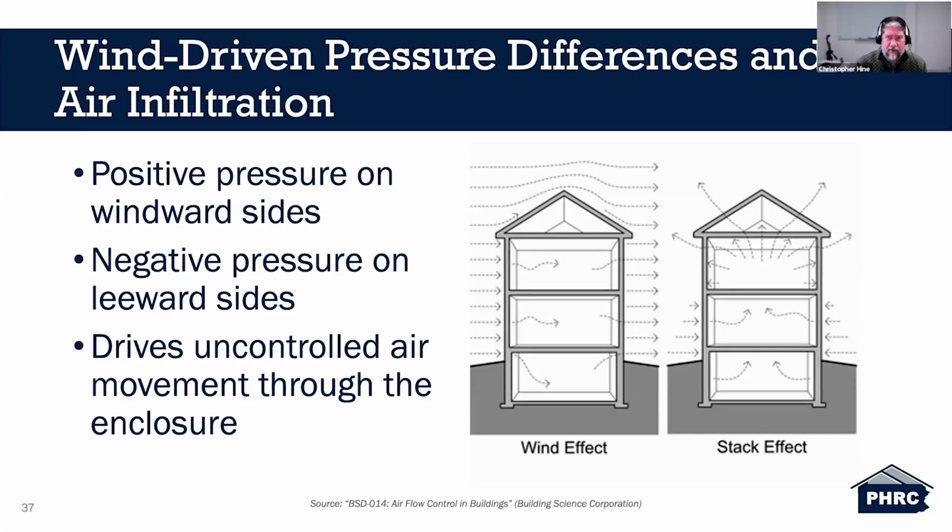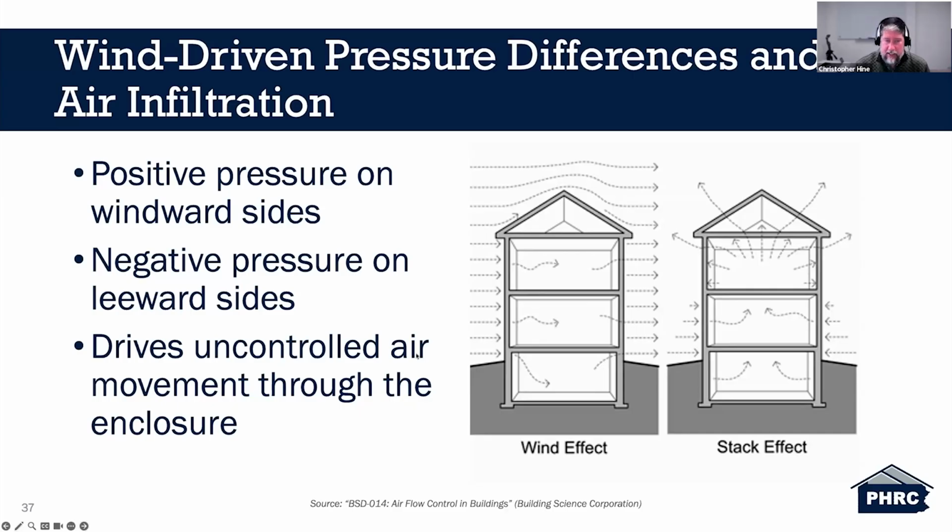So where can you get that uncomfortable feeling of a draft, which is an indoor air quality issue, right? You can get it in two main ways when it comes to the interaction from outside to inside, or air movement through that building thermal envelope. Wind-driven pressure differences in air infiltration come from positive pressure on the windward side of a house. We're looking at this graphic here, wind effect, and negative pressure happens on the leeward side of the house, and that drives uncontrolled air movement through the building enclosure, from the outside in on one side and the inside out on the other side. That air movement you can feel as a draft.